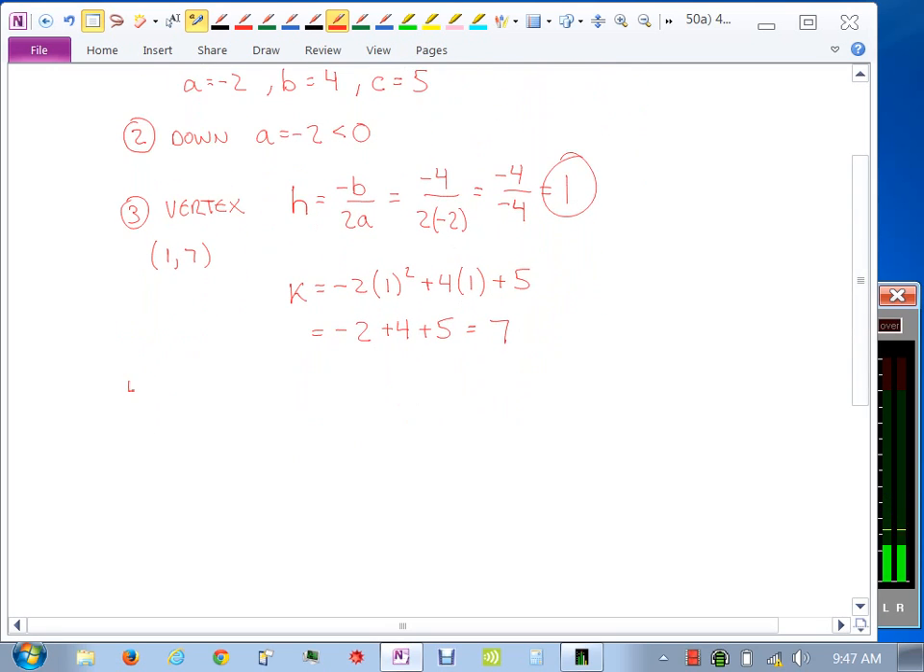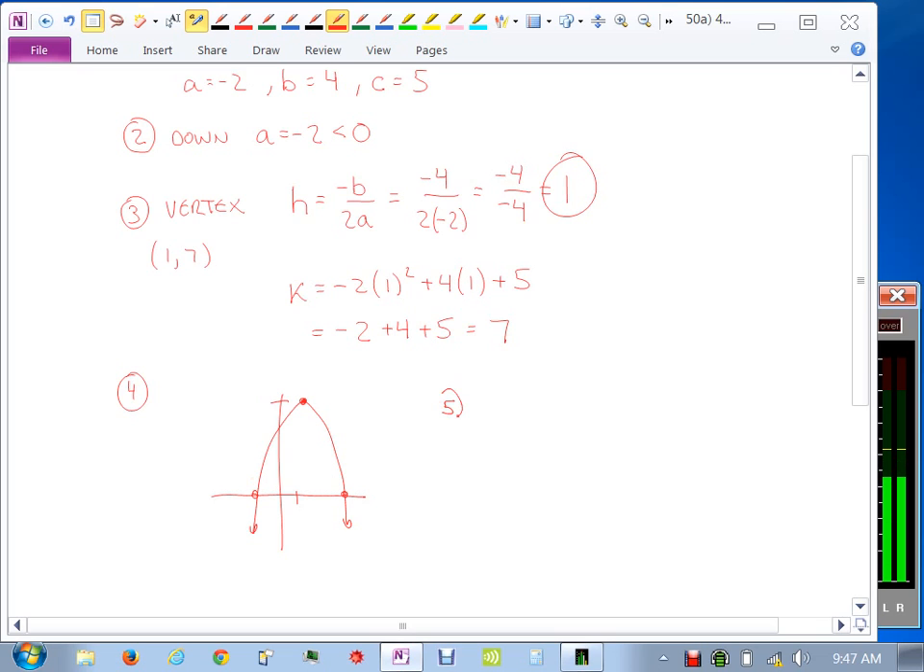Now, quick sketch. I go out to the right. Let me do it this way. Go out to the right 1, go up 7, draw a vertex. I must open down from here. That means I hit in 2 places.